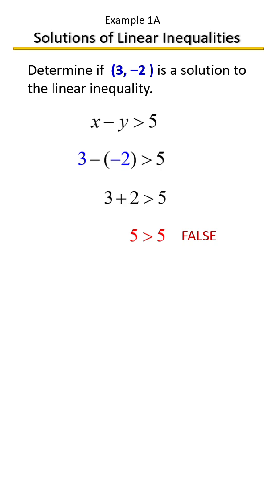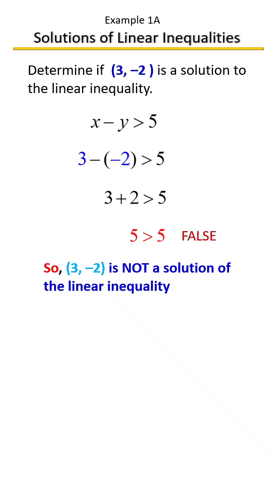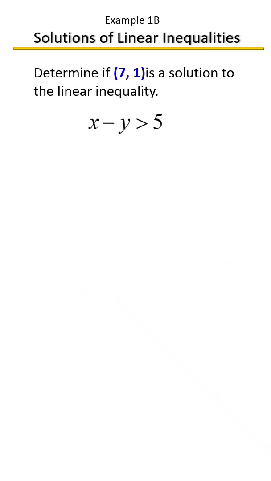So that means that the ordered pair we plugged in, (3, -2), is not a solution to this linear inequality. Let's use that same inequality, but just use another ordered pair. How about trying (7, 1) and see if it's a solution?